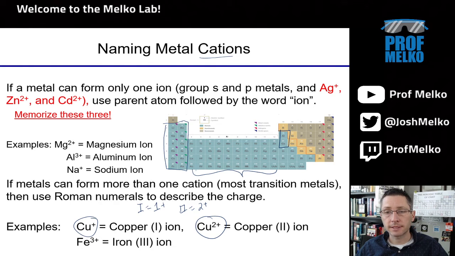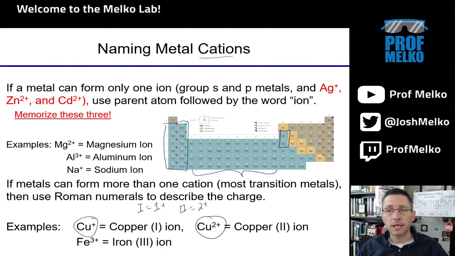So for these elements in here, in the transition metals, we have to add this to our naming convention. So copper 2 plus is the copper Roman numeral 2 ion. Iron 3 plus, iron Roman numeral 3 ion. So you'll see these Roman numerals in naming compounds, and that's specifying what the charge is on that transition metal.